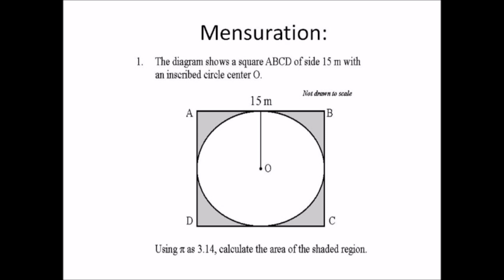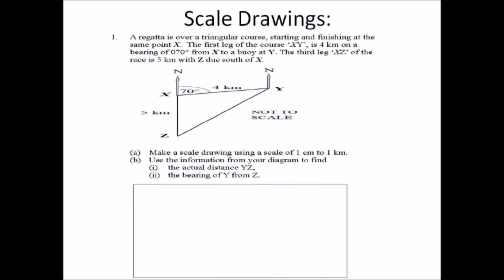Work it, get an answer. Got it? Okay, scale drawings. A regatta is over a triangular course starting and finishing at the same point X. The first leg of the course XY is 4 kilometers on a bearing of 070 degrees from X to a buoy at Y. The third leg XZ of the race is 5 kilometers with Z due south of X.